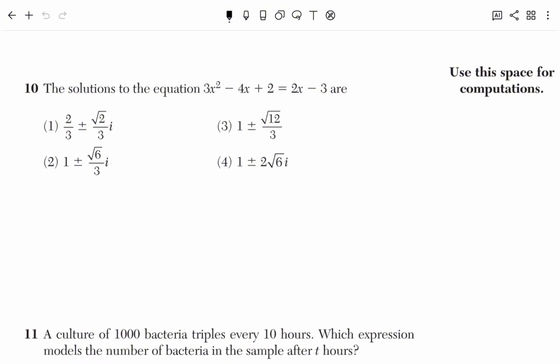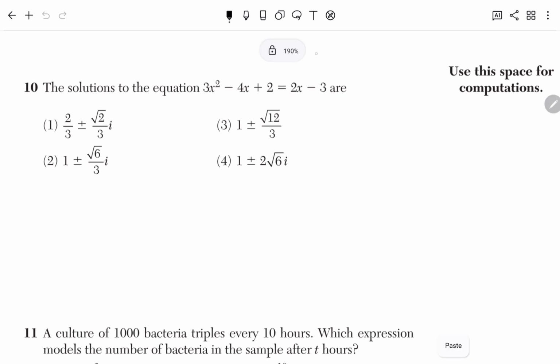So question number 10. The solutions to the equation 3x squared minus 4x plus 2 equals 2x minus 3 are... Here we see I, right? We see square roots. Can't factor it. What are we going to do? Quadratic formula. And remember, quadratic formula, I'm going to write it right here. It is x equals negative b plus or minus radical b squared minus 4ac all over 2a.